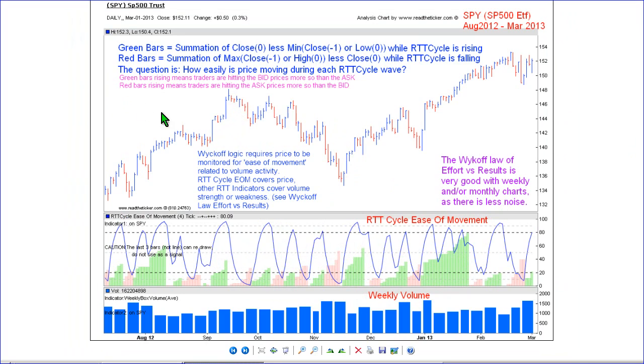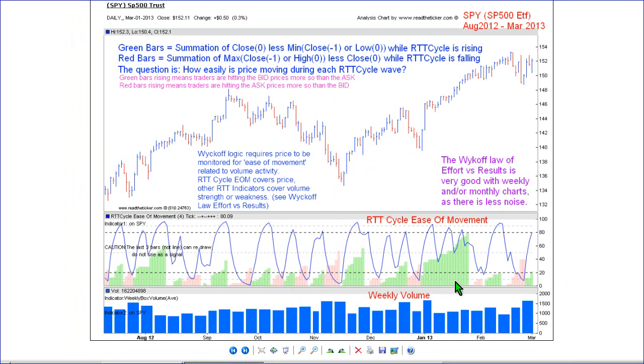Now, for example, if prices are rising aggressively, that means traders are hitting the ask prices more so than the bid. And if prices are falling aggressively, that means traders are hitting the bid price more than the ask. Now, how to use it?